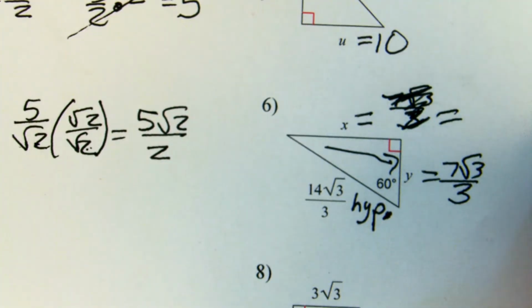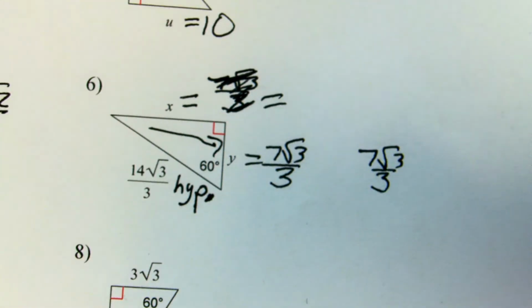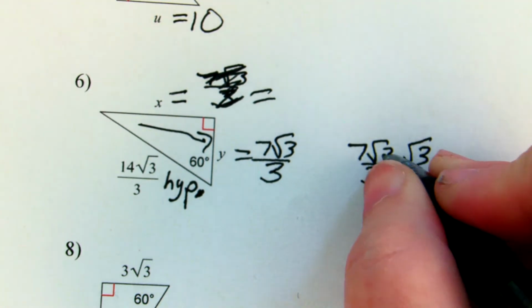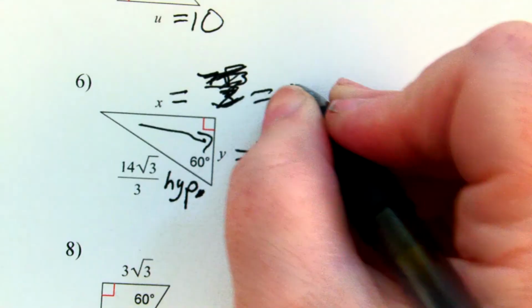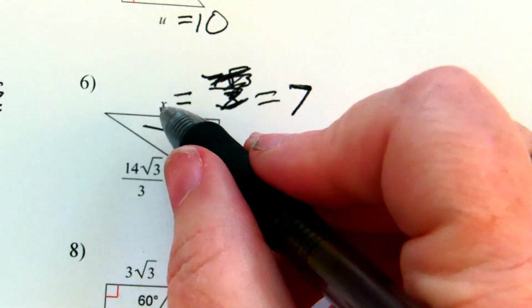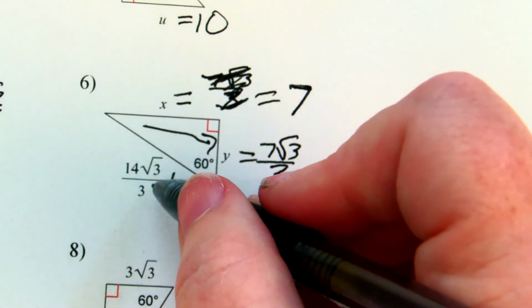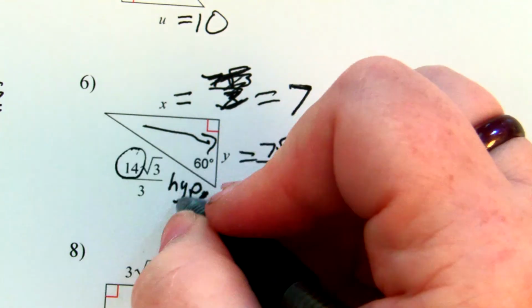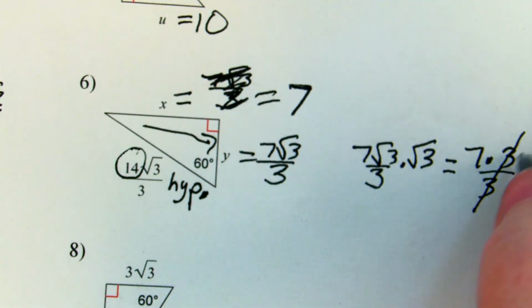So 7 rad 3 over 3 times radical 3. What do we get on the top? What's radical 3 times radical 3? Radical 9, which is 3 over 3. These cancel and we get 7. So the long leg is 7. This is 7 radical 3 over 3. This is 14 radical 3 over 3. We take the 14 and divide it by 2, because this is 2x and this is x. And then we have to multiply by radical 3 and it cancels.